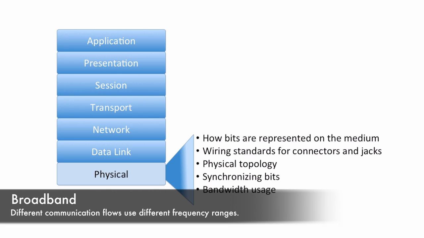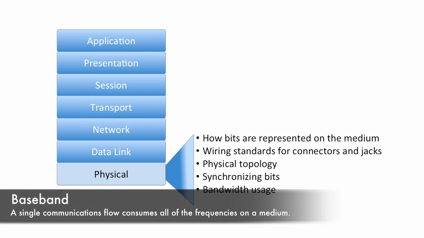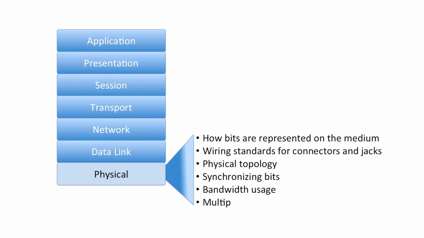This is a lot like cable TV, where you tune in your television to a different channel. Well, that channel is represented by a range of frequencies. You can go to another channel, a different communication flow, if you will, and that's represented by a different range of frequencies. However, instead of using broadband, another approach is to use baseband. With baseband communication, all of the frequencies on the medium are used to carry a single conversation, which leads us into our final bullet on screen, and that is the multiplexing strategy.